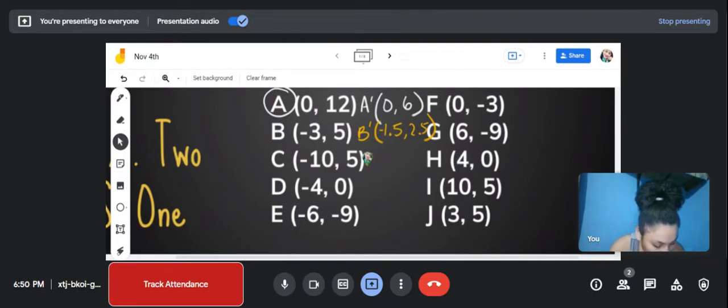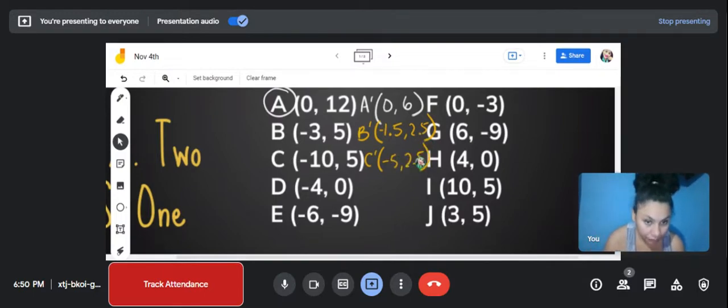C1, negative 10 times a half gives me negative 5, and 5 times a half gives me 2.5. All right. D1, negative 4 times half gives me negative 2, and 0 times a half gives me 0.